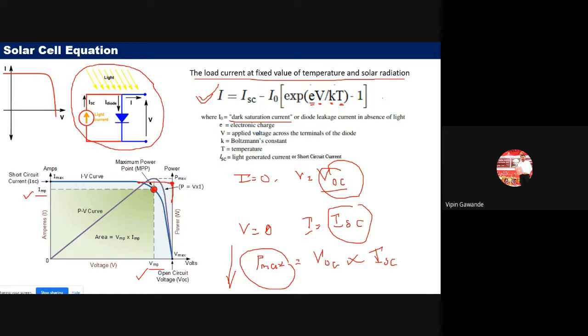So this is the maximum power point for the solar cell considering the IV characteristic curve. And if we plot it on the PV curve, then the maximum power is obtained here, and then it decreases with the reduction in the voltage. So this is regarding the IV characteristic and the PV characteristic of the solar cell.